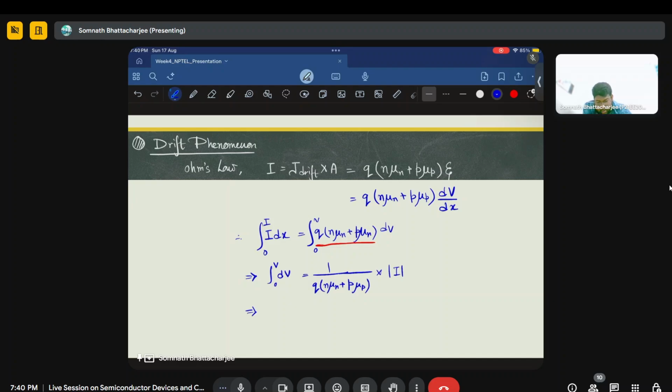Based on the drawing and everything, you can see in the video. We have considered it as VA by L, and this would fetch the value of n mu n plus p mu p multiplied by I. So this is exactly like Ohm's law, and we can say resistivity is nothing but 1 by q multiplied by n mu n plus p mu p. This is how we calculate the value of resistivity.